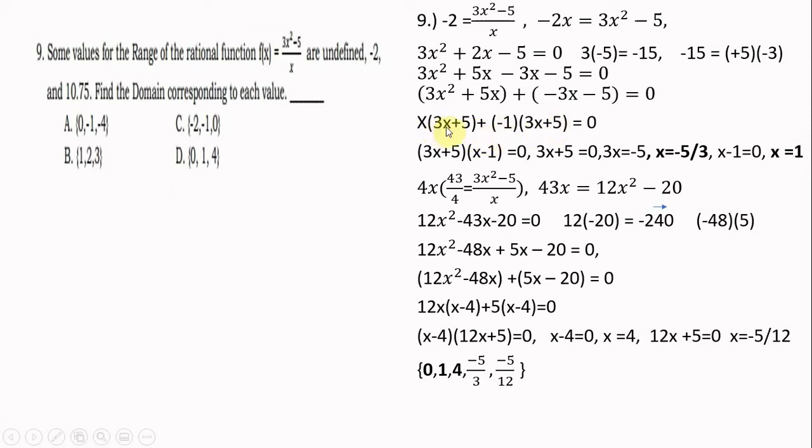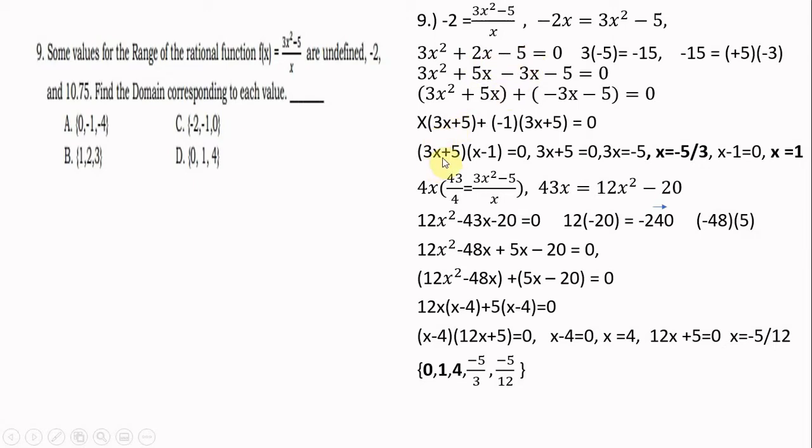So if you notice, we have a common binomial factor of these two terms. This is the first term, this is the second term, and they have a common binomial factor, which is 3x plus 5. So this first term divided by 3x plus 5, the remaining is x. Then this second term divided by 3x plus 5, the answer is negative 1, because this is cancelled.